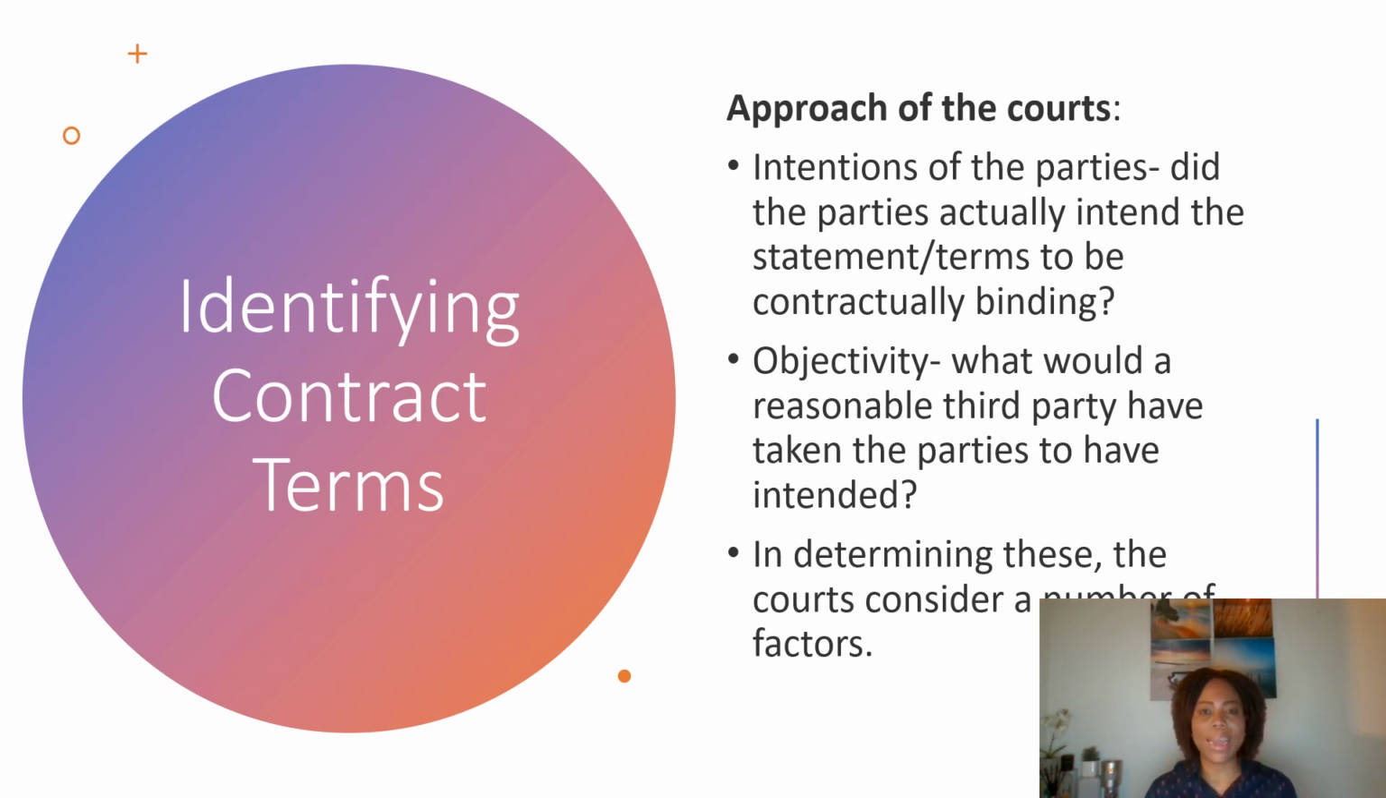So, how do we identify contract terms? Well, the approach of the courts is to think about the intentions of the parties. So the question is, did the parties actually intend the term to be contractually binding on them? Now, this is a matter of objectivity. So there is a clear question as to what a reasonable third party would have understood the parties to have intended. And in determining this, the courts of law consider a number of factors.